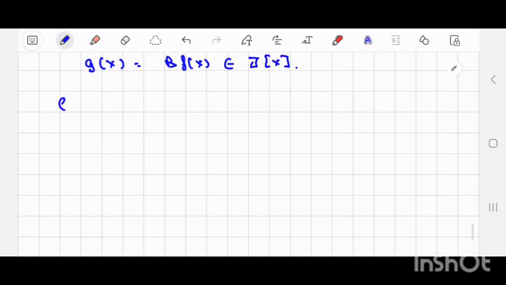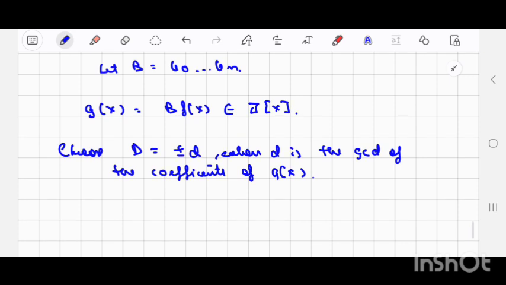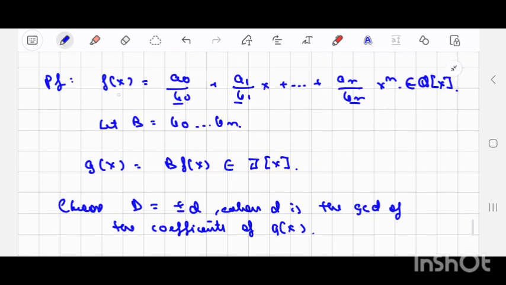So choose D to be plus or minus D, where D is the GCD of the coefficients of g(x). We could have done both of these things together here as well in f(x). Just take the common divisors of all these a0 till an's and multiply these b's, but rather let's do it in a more systematic way.